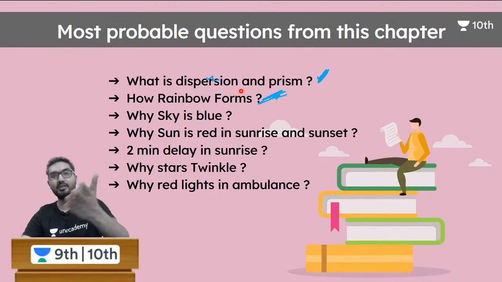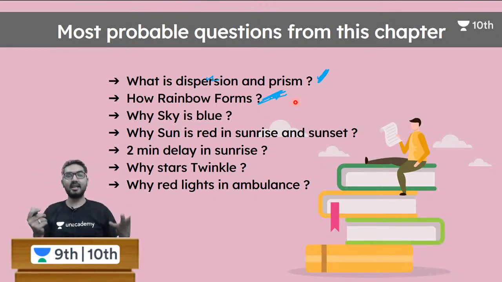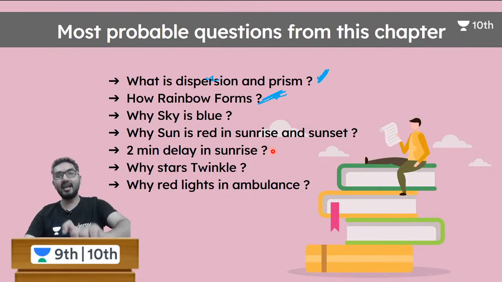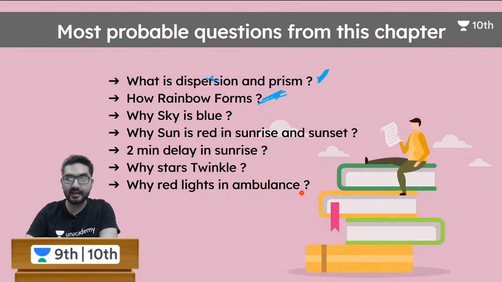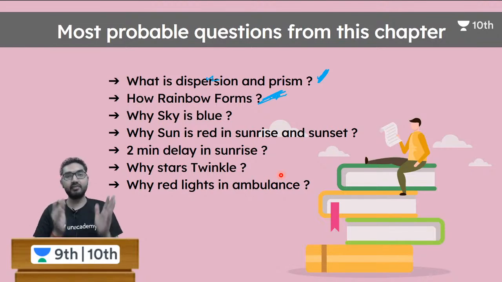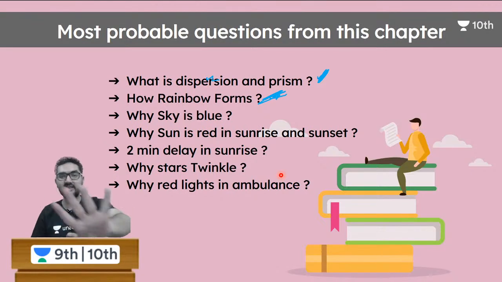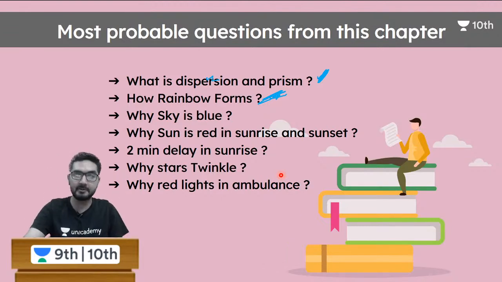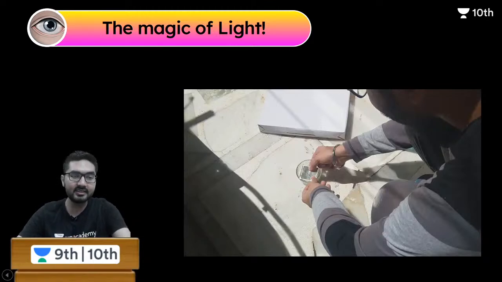And what does it have to do with a prism, how the rainbow forms, white color and the rainbow forming, what is that particular scene. Why the sky is blue, that also we'll be discussing. Why the sun is red at sunrise and sunset, that also we'll be studying, the 2-minute delay in sunset and early sunrise, and why the stars twinkle, why red lights on the ambulance. All these topics we will be discussing in today's class. And guys, it is very important, because just about these 5-6 questions will be asked in the board examination. I don't think any more than these questions will be asked from this particular chapter, right?